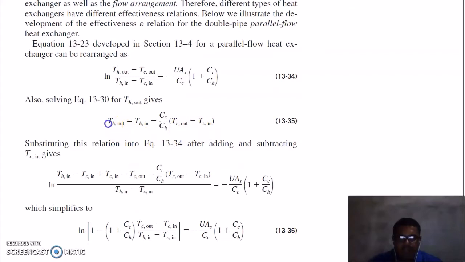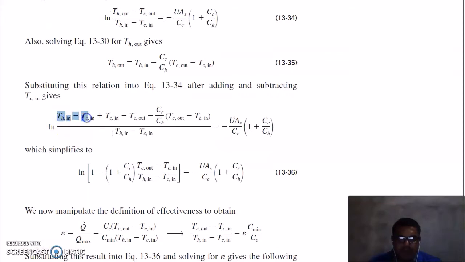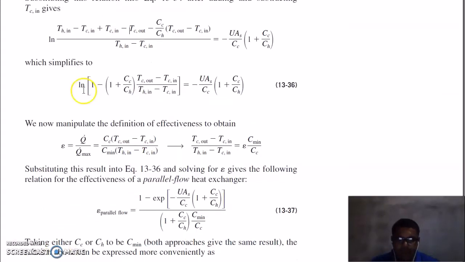Now put the value of T_h,out, the hot fluid outlet temperature, in this equation here, and add and subtract this term, that is T_c,in. Add it twice, one subtraction, one addition. You will get this equation. Now it is clearly visible. This upon this becomes 1, and this upon this becomes this here. So this 1 plus C_c upon C_h is common in this and this. Now rearrange this, and take the exponential on this side.